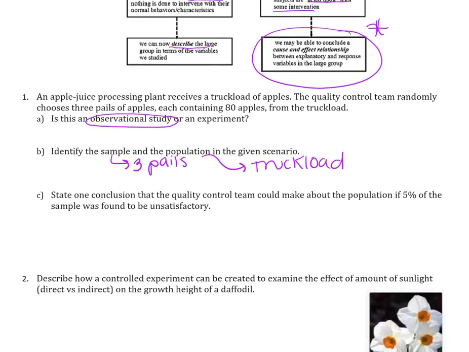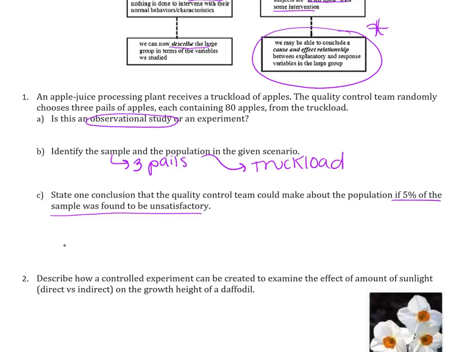State one conclusion that the quality control team can make about the population if 5% of the sample is found to be unsatisfactory. So guys, what that means is from that truckload, only 5% was bad. This has nothing to do with statistically significant versus not that we talked about later in experiments. This is simply, hey, 5% of your sample is bad.